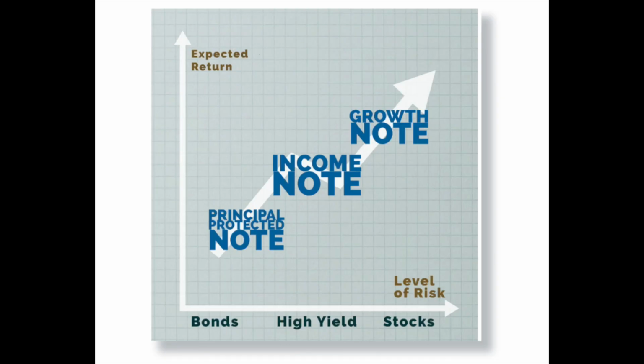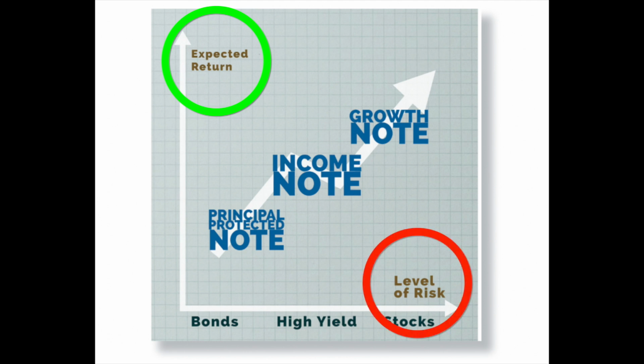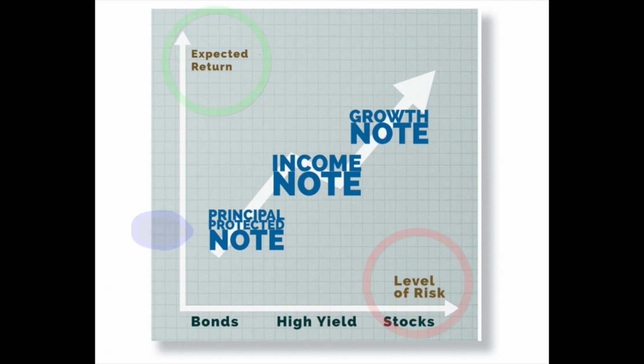Here's an easy way to understand the difference between these notes. If you want more expected return, as evidenced by this green circle, then you're going to be doing a growth note. If you want a higher level of risk, as evidenced by this red circle, then you're going to be looking at a growth note. If you're okay with lower returns in exchange for less risk, then you'd be on the other end of the line here with the principal protected notes.